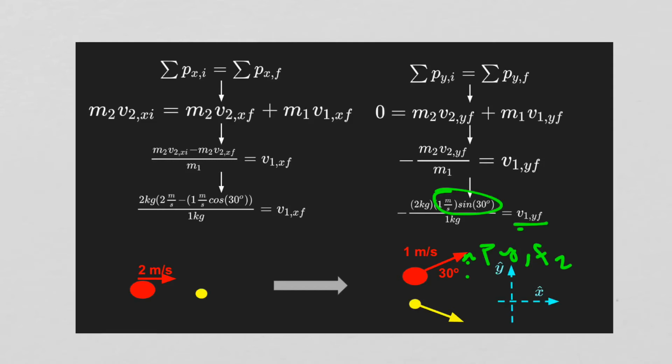You have an expression for the velocity of the yellow ball in the y direction and the velocity of the yellow ball in the x direction. And then you just add them together: Vx squared plus Vy squared equals V1 final squared. I hope that helps and makes sense. Please ask any questions in class, and I will see you there.